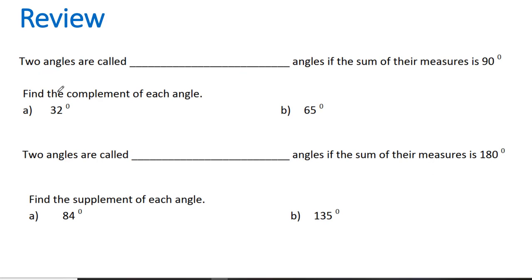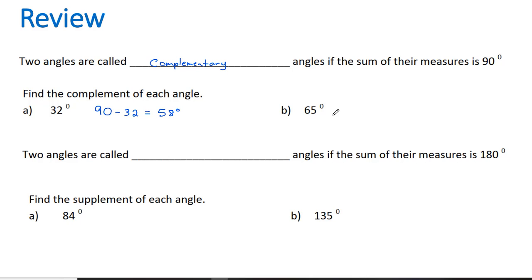The next section is about angles that are paired together. So 2 angles are called what if the sum of their measures is 90 degrees? So these 2 angles are called complementary. How we solve a complementary angle is to subtract from 90. So for A, when we want to find 32 degrees' complement, we're going to take 90 minus 32. When we do that, we're going to get 58 degrees.